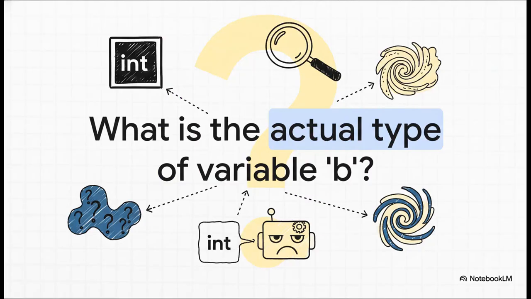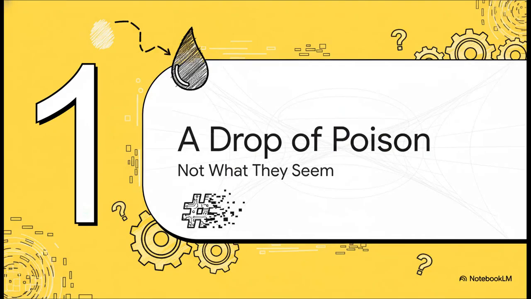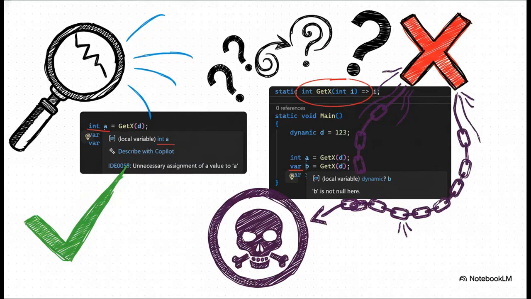So, here's the big question for you. Think about it for a second. The getX function always returns an integer. So what type is the compiler going to guess for b? I mean, the obvious answer is int, right? It has to be. Or does it? And this right here is where that single drop of poison starts to do its thing, because things are absolutely not what they seem. Okay, get ready for the twist.